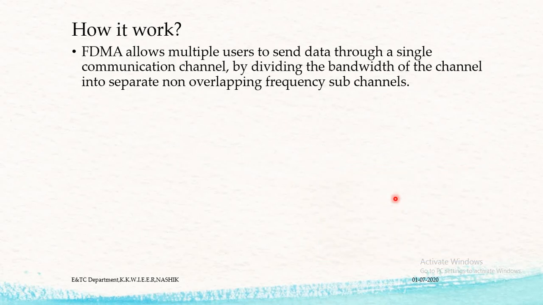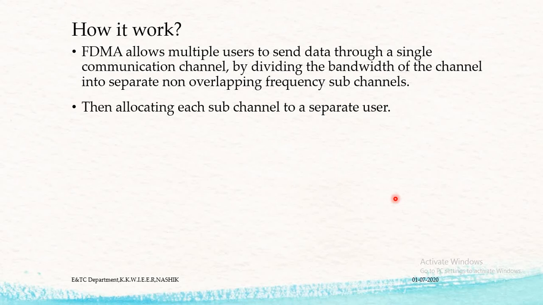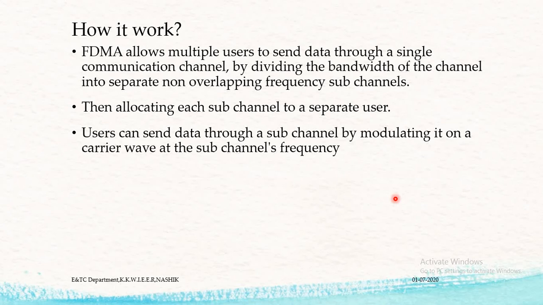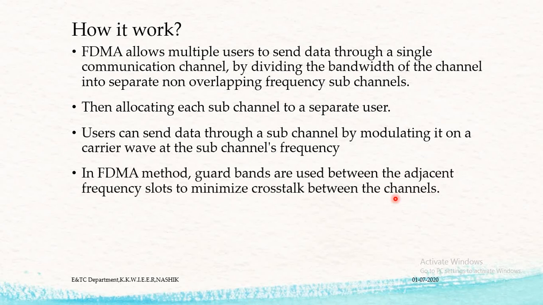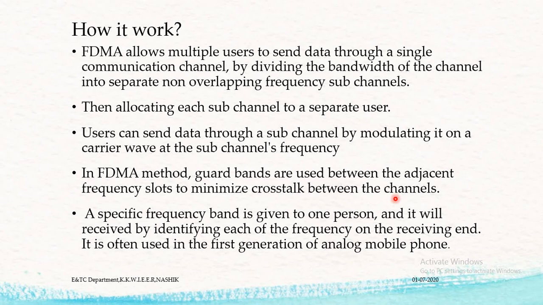How it works: FDMA allows multiple users to send data through a single communication channel by dividing the bandwidth of a channel into separate non-overlapping frequency subchannels, then allocating each sub-channel to a separate user. Users can send data through the sub-channel by modulating it on a carrier wave at the sub-channel's frequency. In FDMA methods, guard bands are used. I have already told you we are using guard bands, and they are used in between the adjacent frequency slots to minimize the crosstalk between the channels. A specific frequency band is given to one person and it is received by identifying each frequency on the receiving end. It is often used in the first generation of analog mobile communication.